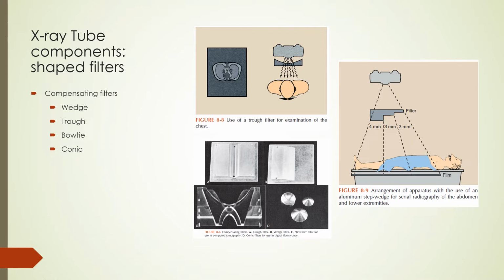Wedge-shaped filters can be used when imaging wedge-shaped anatomies like the foot. A trough may be used to image the chest to allow for more intense X-rays through the mediastinum and less X-rays through the lungs. Bow-tie filters are commonly used in CT imaging, and cones are used in digital fluoroscopy imaging.